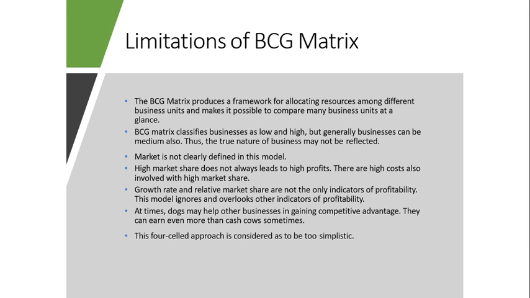The BCG matrix classifies business as low and high, but generally businesses can be medium also. Thus the true nature of the business may not be reflected. Yes, that is very true, because some businesses will be in a medium range, which is not producing very high cash or doesn't have a very high cash flow, but has a medium level. So the true nature cannot be reflected. So that's one limitation. Market is not clearly defined in this model. Yes, that is also one limitation.